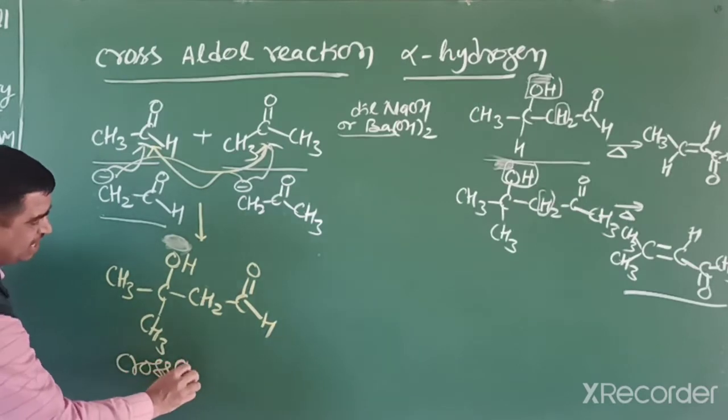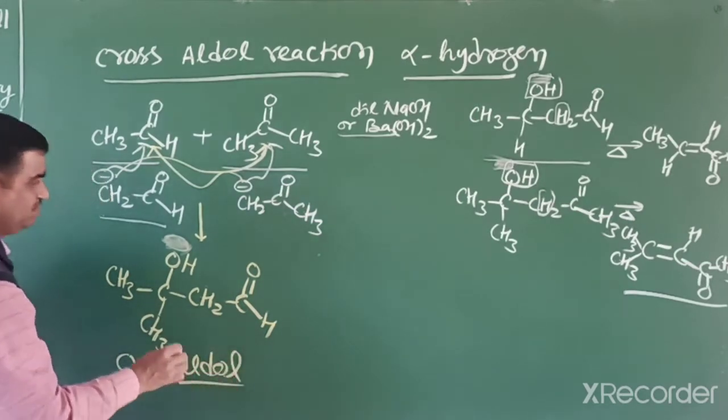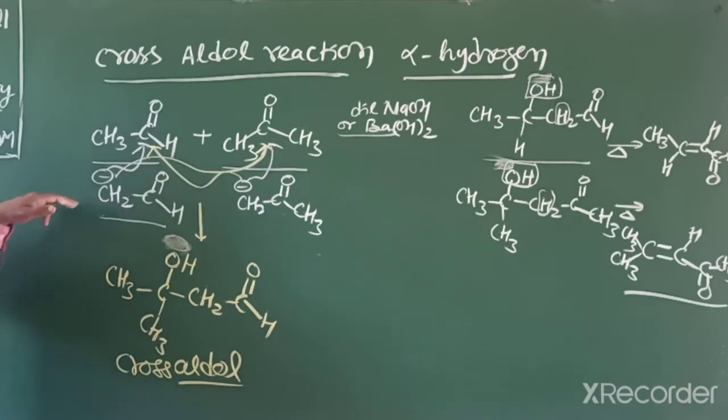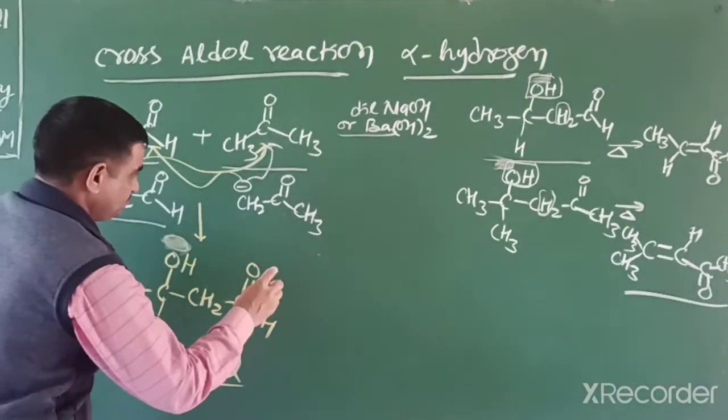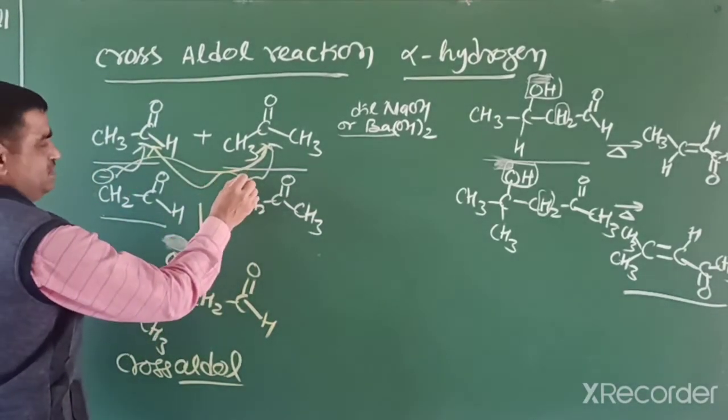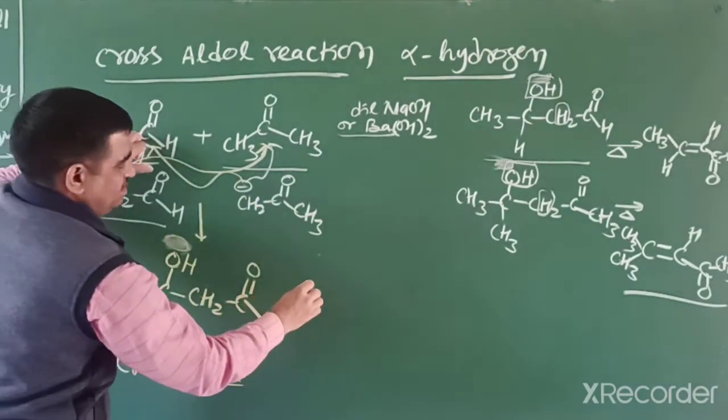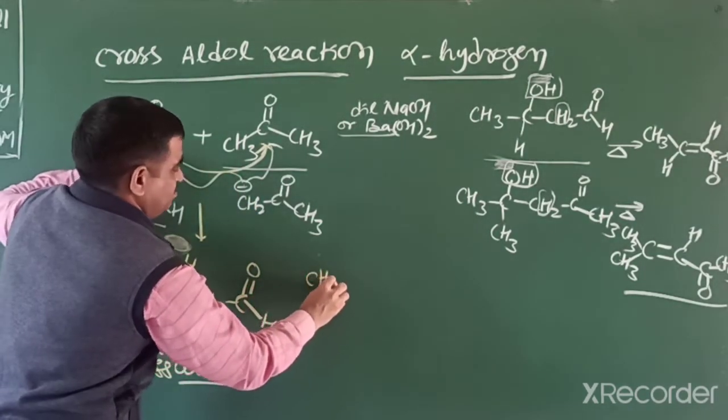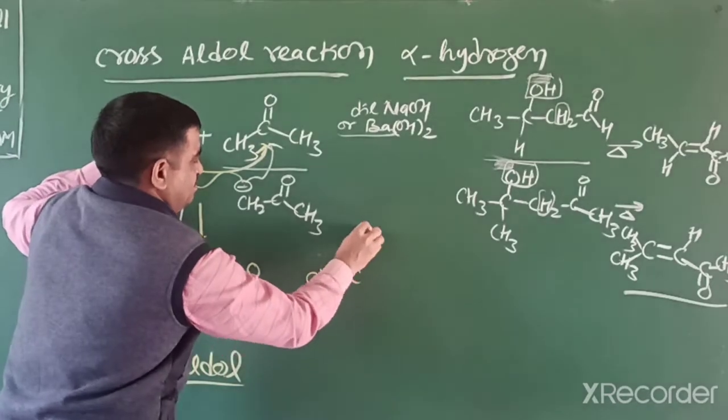Cross aldol product. Cross means we cross the molecule to the opposite direction. Cross aldol. If the ketone carbanion attacks the aldehyde, then the product we can write in this way.